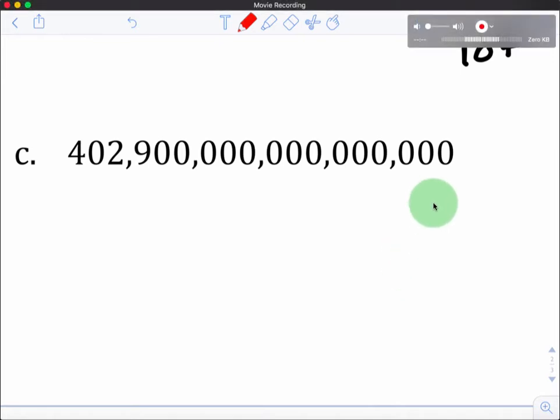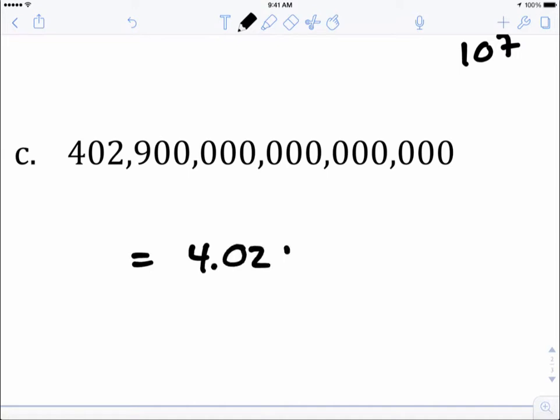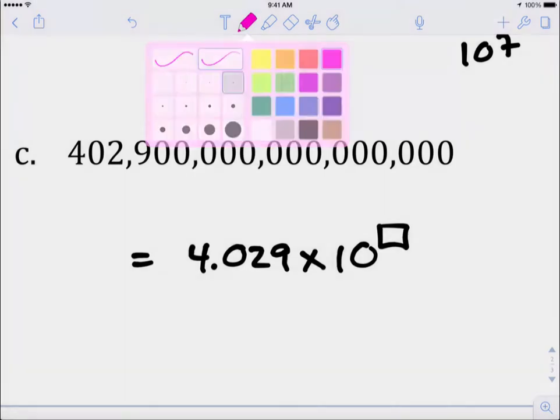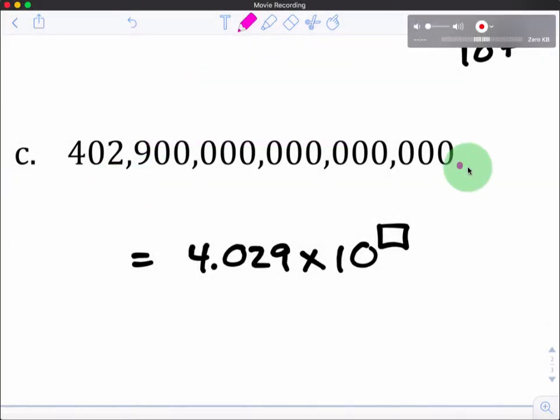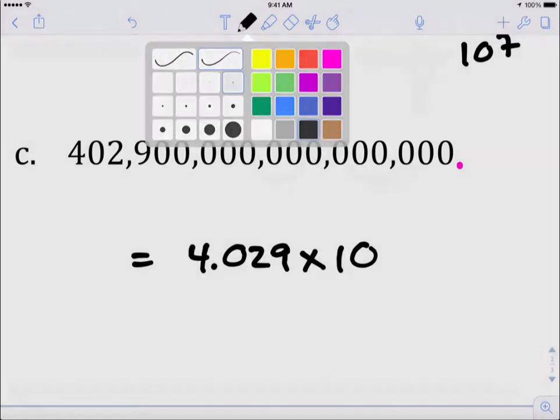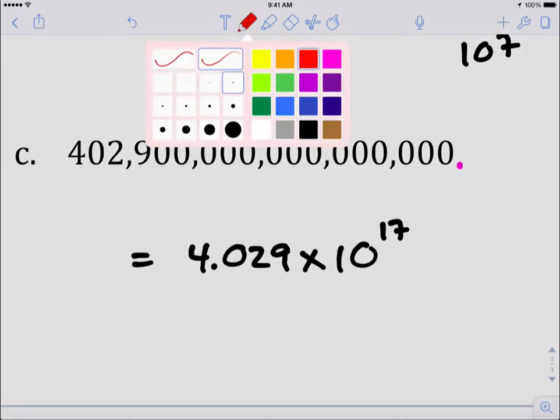All right, in this case, I don't really know how to say this number. I do know that we'll write this as 4.029 times 10 to the something power. What is that power? Well, how far do we have to move this decimal place? Let's see, 1, 2, 3, 4, 5, 6, 7, 8, 9, 10, 11, 12, 13, 14, 15, 16, 17 places to the left, so 10 to the 17th power. This is how you'd write it in scientific notation.